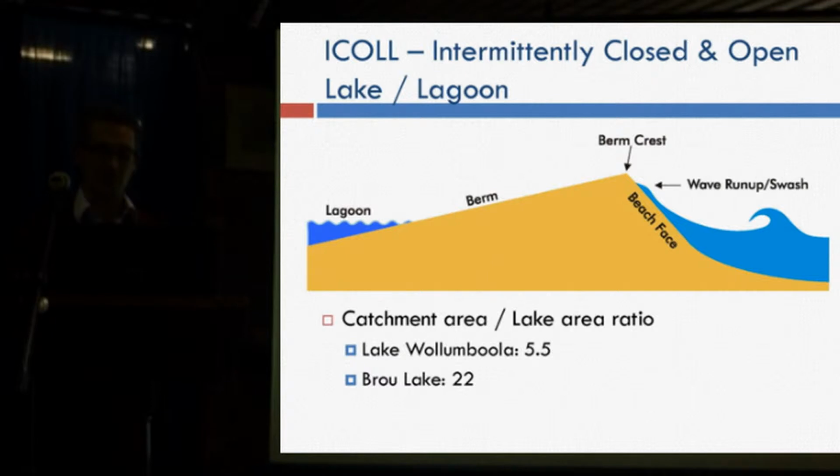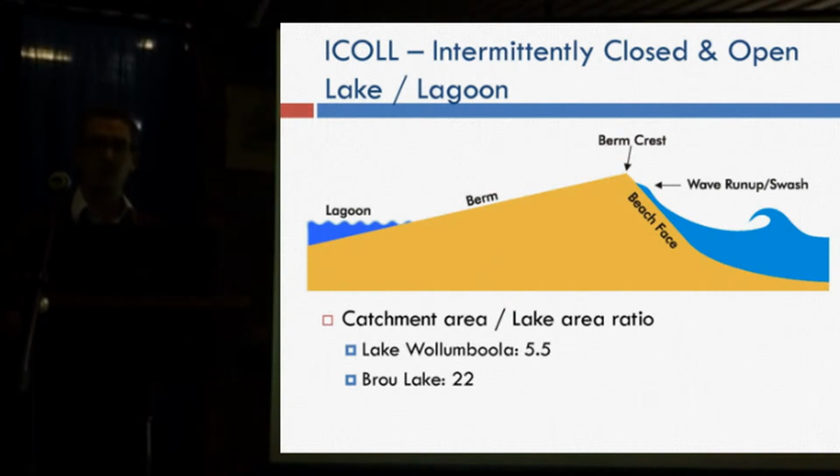An example of another typical ICOLL down the coast a bit further is 22, the size of the catchment relative to the lake size. What that means is that there isn't a lot of rainfall runoff generated by that catchment, and the lake is relatively large. It has a lot of capacity to store runoff when it does occur. And that means that the lake is typically wanting to be closed in its natural state.